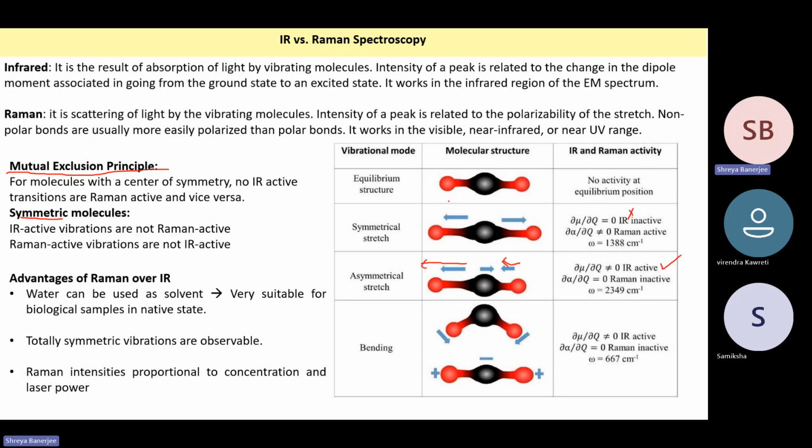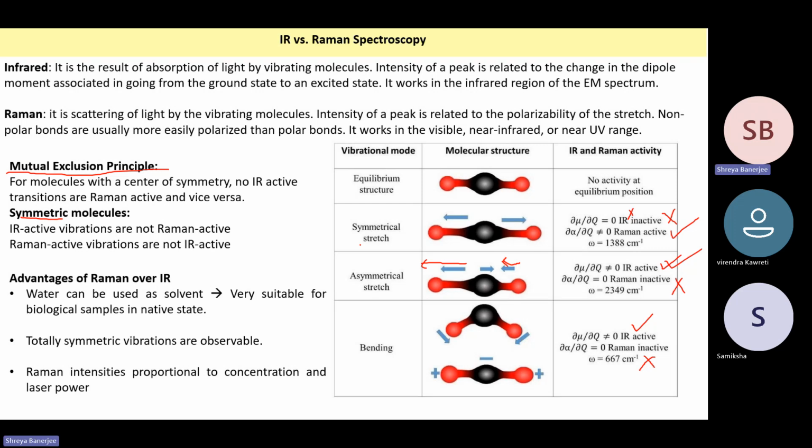So when there is symmetric stretching, there is no change in dipole moment, IR is inactive, that means Raman will be active. And if it is asymmetric stretching, that means there is a change in the dipole moment. So IR will be active, Raman will be inactive. So you can remember it in that way. And if there is a bending of the molecule, again dipole moment is changing. So IR will be active and Raman will be inactive. So the rule is basically saying that in symmetrical molecules, whenever IR is active, Raman is inactive and vice versa.